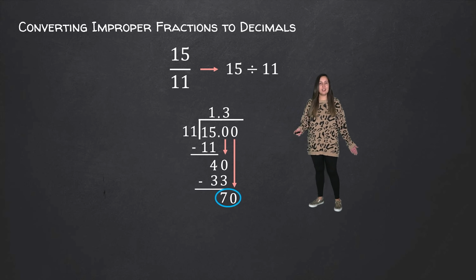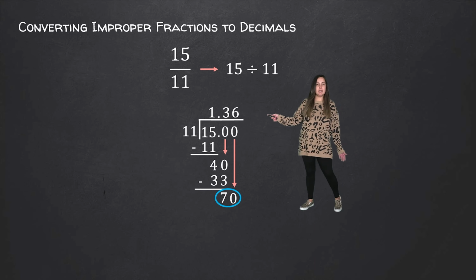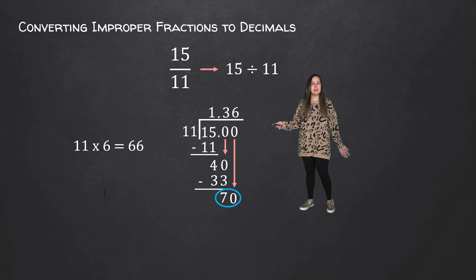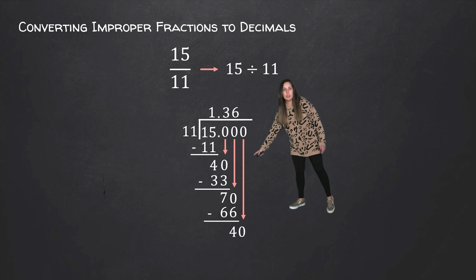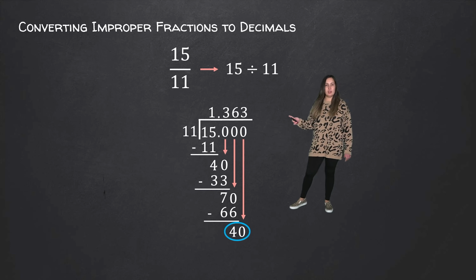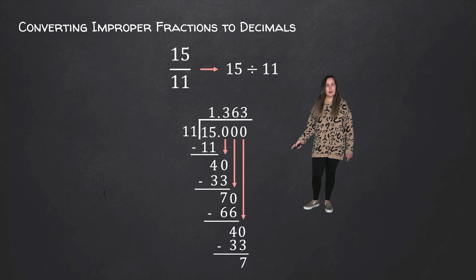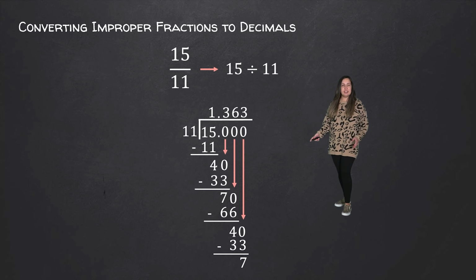Then we ask ourselves, how many times does 11 go into 70? Well, 11 goes into 70 6 times because 11 times 6 is equal to 66. And then we go ahead and subtract, and we get a 4. And then we add a 0, bring it down, and we get a 40. Okay? So earlier, we also did get a 40. And we know that 11 goes into 40 3 times because 11 times 3 is equal to 33. And then we subtract. Now we get a 7. If we were to add another 0, we would get a 70, and then we would get a 4, which would be 40, and so on.